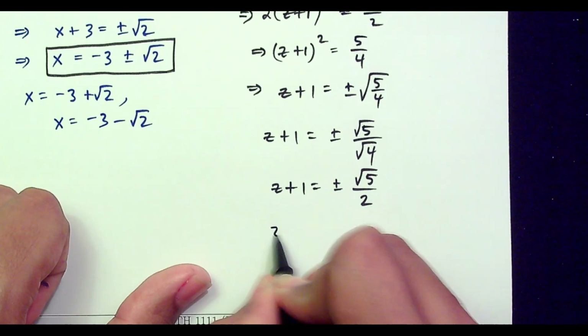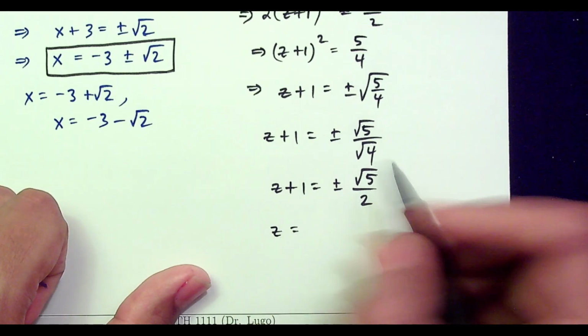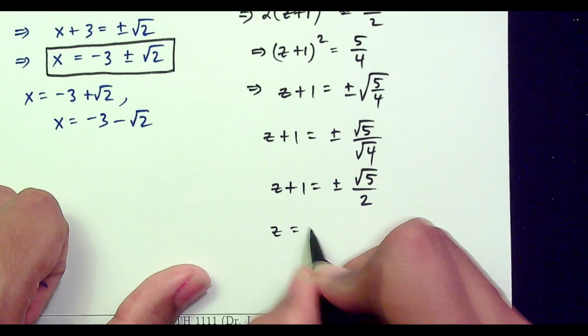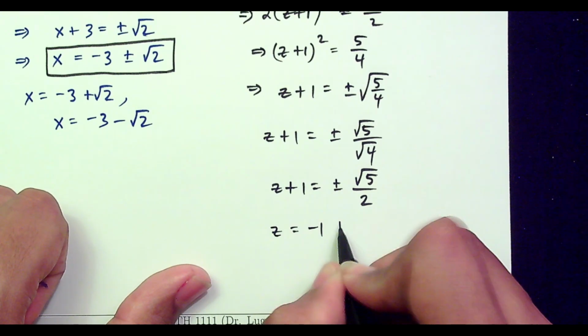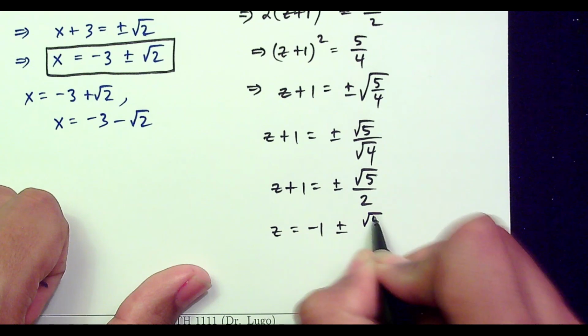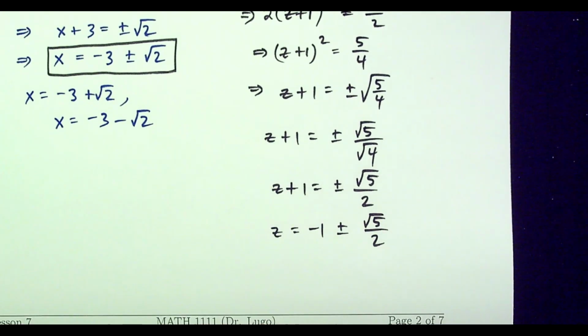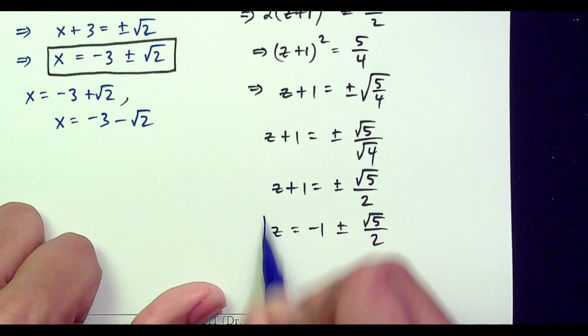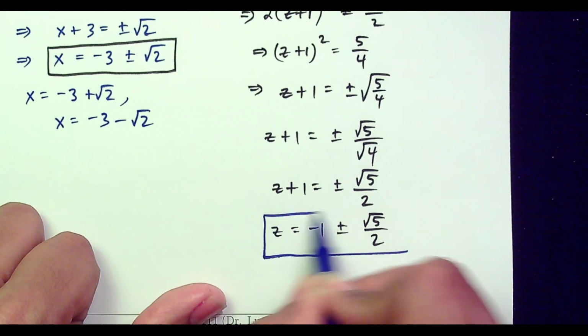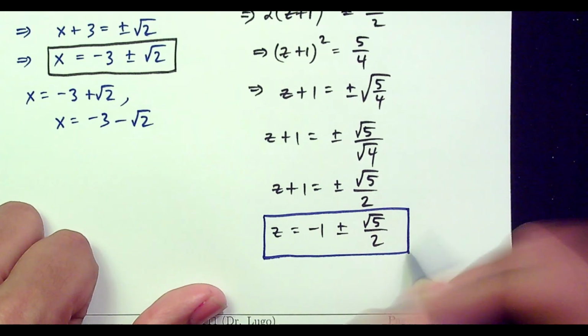And then lastly, you can move the 1 to the right hand side, and you're going to get z equals negative 1 plus or minus the square root of 5 over 2. And that is the final answer. Those are the two solutions of that equation.